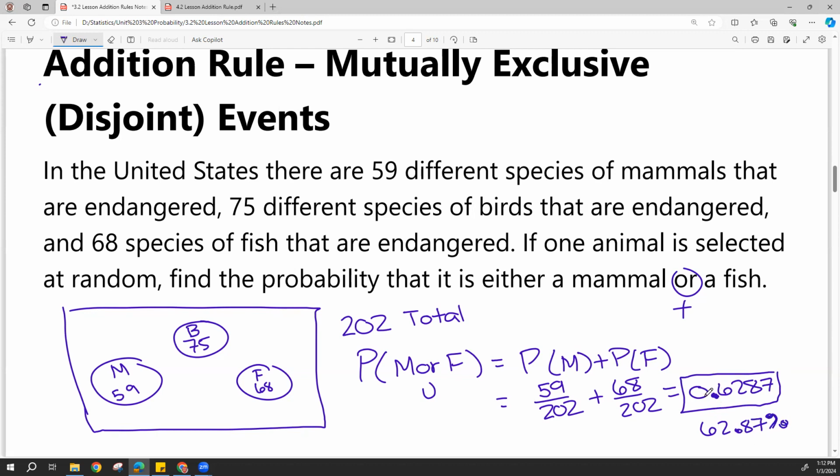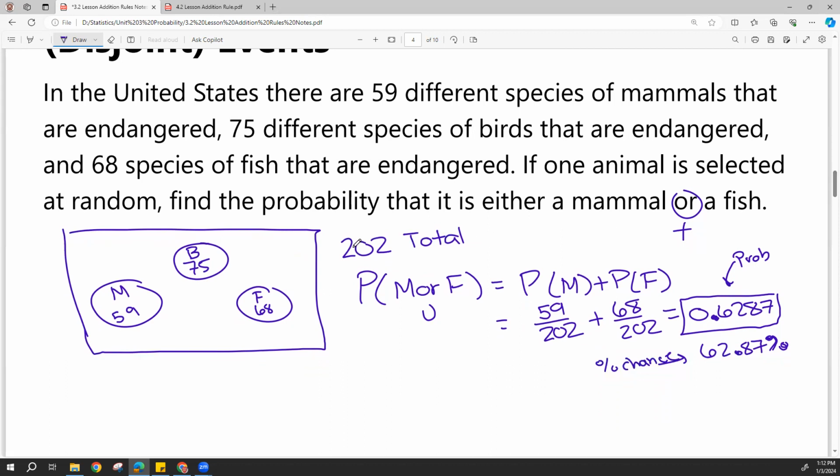Remember, probability is always some number between 0 and 1. So this is a probability and this is a percent chance. Just some semantics, some language things to pay attention to. And so the probability that we randomly select out of these 202 animals, a mammal or a fish, is 0.6287. There's a 62.87% chance that we select one or the other of those.